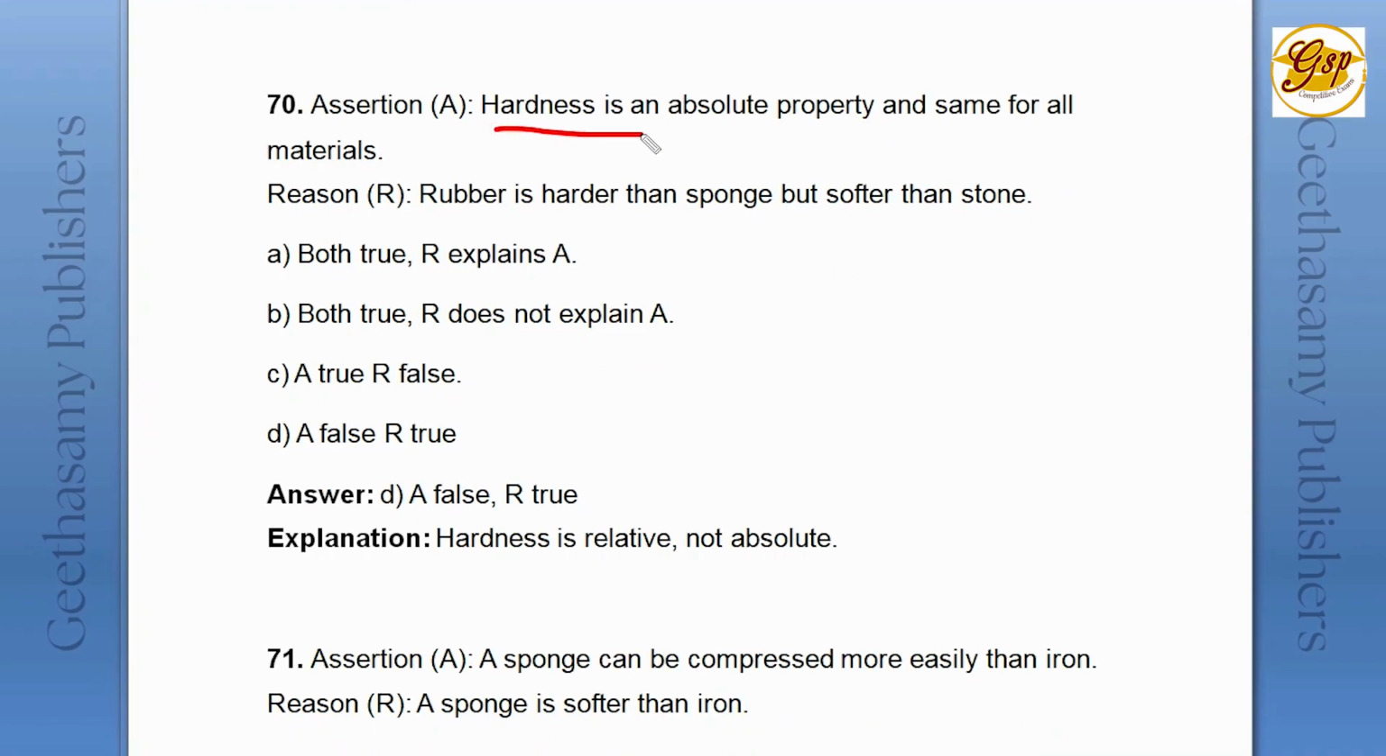70th question. Assertion: Hardness is an absolute property and the same for all materials. Reason: Rubber is harder than sponge but softer than stone. Both are true and R explains A. Both are true and R does not explain A. A true, R false. A false, R true. The correct answer is D, A false, R true. Hardness is relative, it is not absolute. It's very, very important.